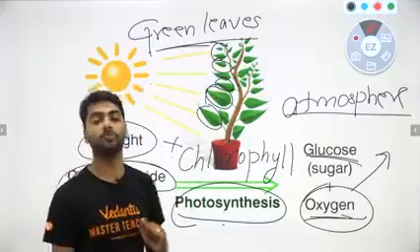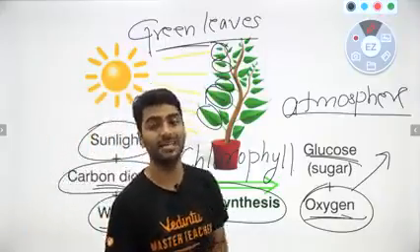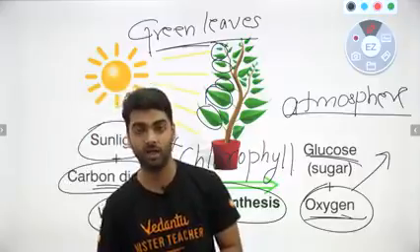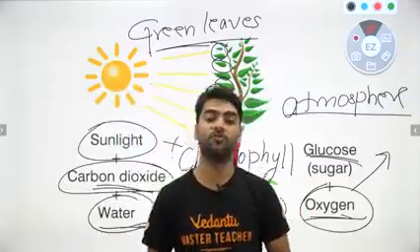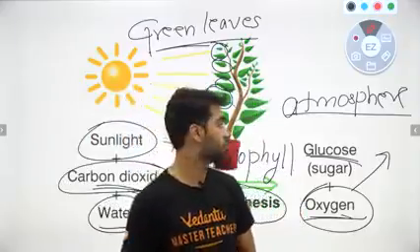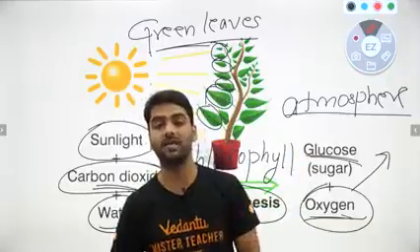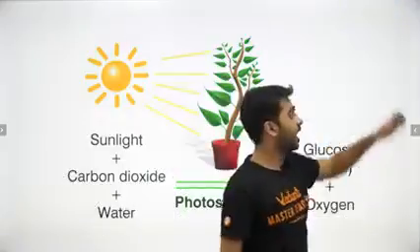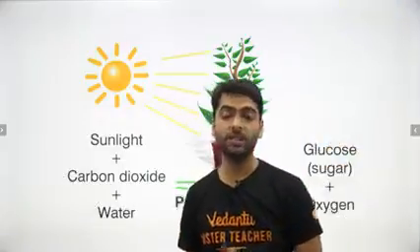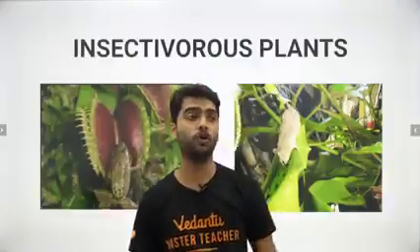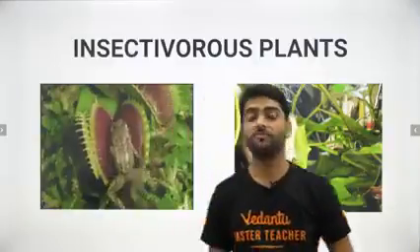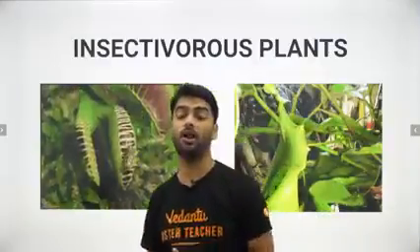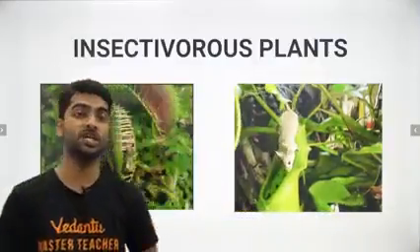This is all about the process of photosynthesis, that plants take in carbon dioxide and water in the presence of sunlight and chlorophyll to give out glucose and oxygen, and this oxygen is given out in the atmosphere for other organisms to use. Now this is about autotrophic nutrition. Let us now move on to heterotrophic nutrition, where plants depend on other organisms to fulfill their nutritional needs.